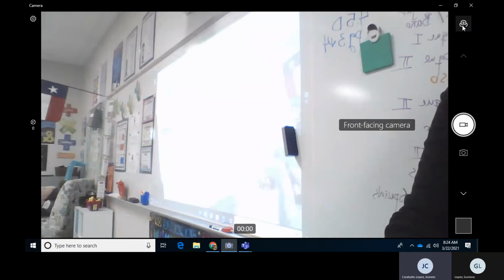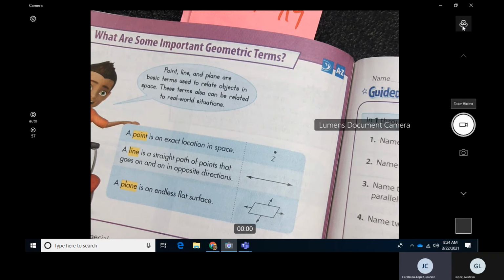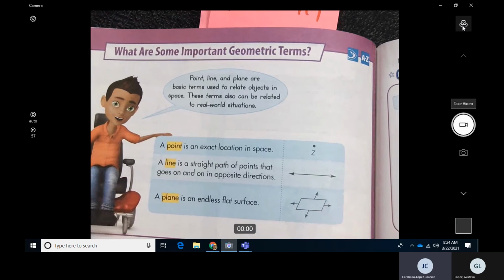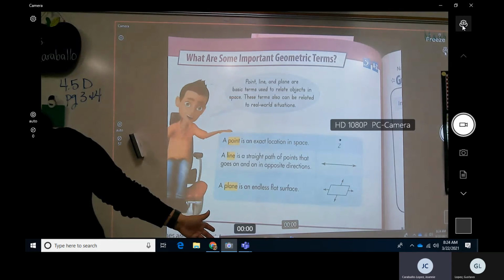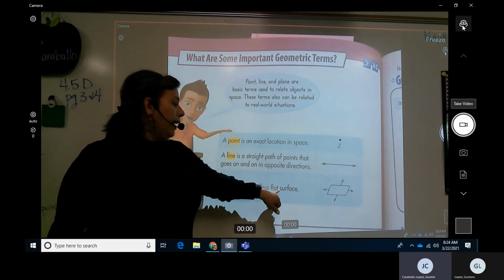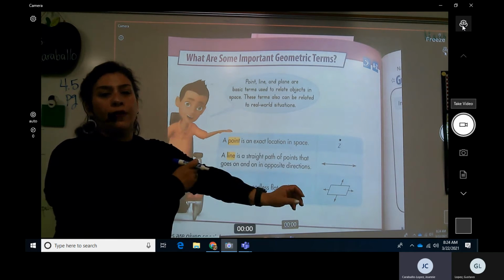Someone erase my board, please. So on page 762, we have 3 words here. Tenemos 3 palabras. It says, what are some important geometric terms? We have point, line, and plane. A point is an exact location in space. So we already said that a point tells me an exact location, right? A line is a straight path of points that goes on in opposite ways. So it continues to go on and on and on, right? And then a plane is an endless flat surface.